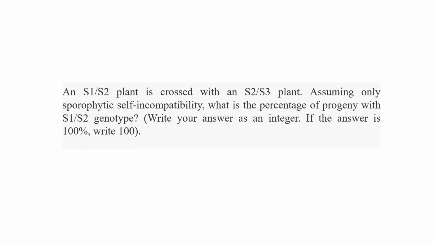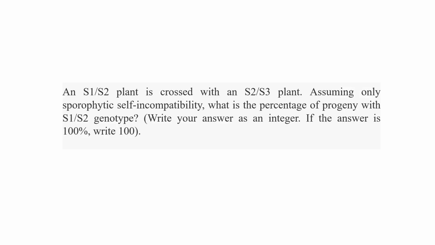Next question is, an S1S2 plant is crossed with an S2S3 plant. Assuming only sporophytic self incompatibility, what is the percentage of progeny with S1S2 genotype? Now, here comes sporophytic self incompatibility. So, what happens in sporophytic self incompatibility?